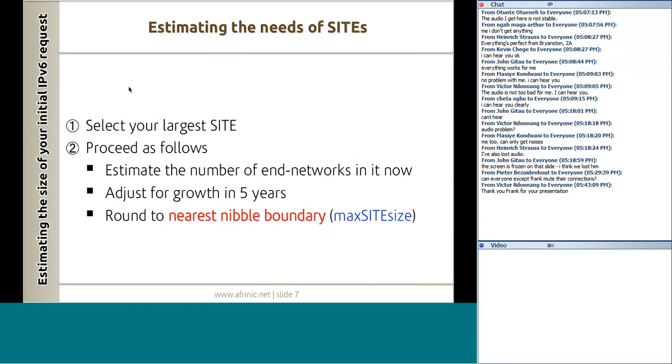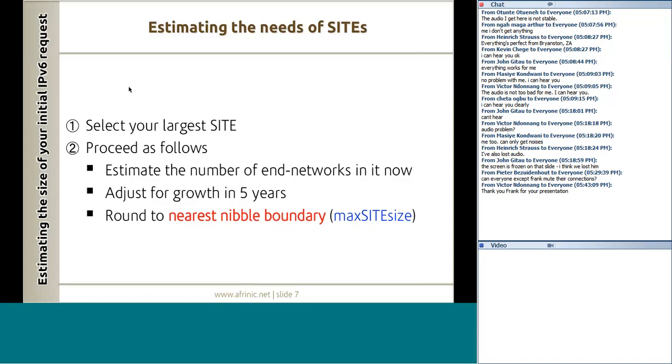So, how do you go about estimating the needs of sites? The very first thing I would say is select your largest site and use it as a model for all of your sites. Obviously, there's going to be a case where your largest site is much bigger than is representative of your other sites, then you could choose the smaller size, and then you assign 2 contiguous blocks to the larger site. But this is how you proceed.